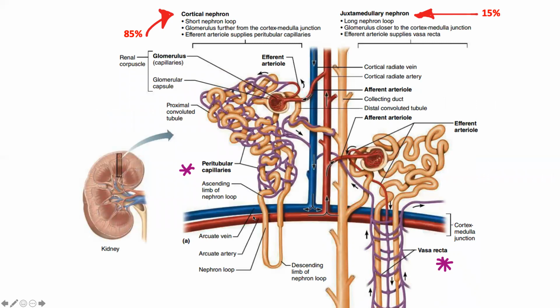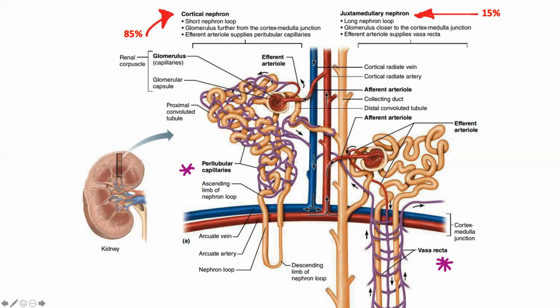So now this is more of a complex diagram. We know that here, this is the arcuate artery, which is running in the corticomedullary junction. From the arcuate artery, comes the cortical radiate artery. From the cortical radiate artery, we have our afferent arteriole, which goes into the Bowman's capsule. And then from the Bowman's capsule, the glomerular capillary leaves and becomes the efferent arteriole.